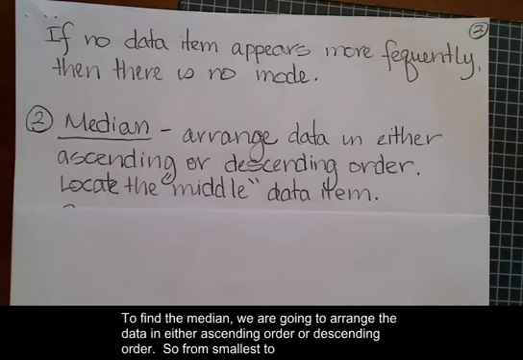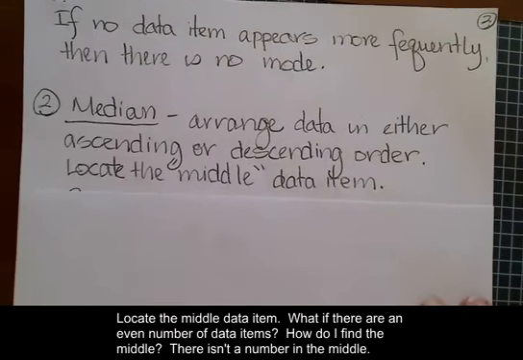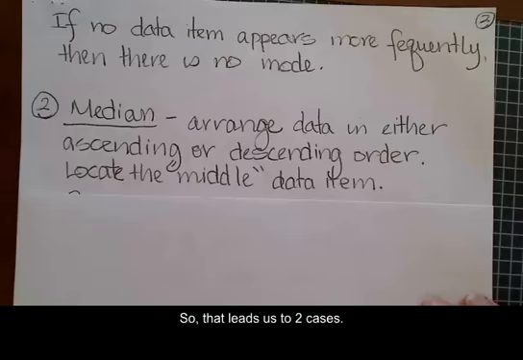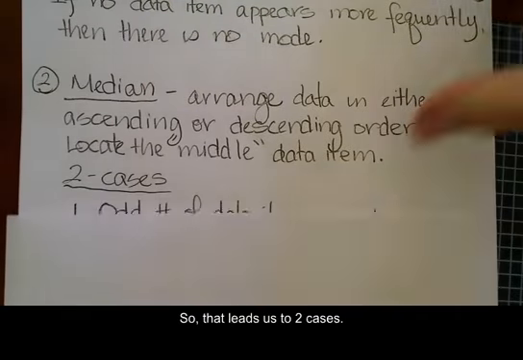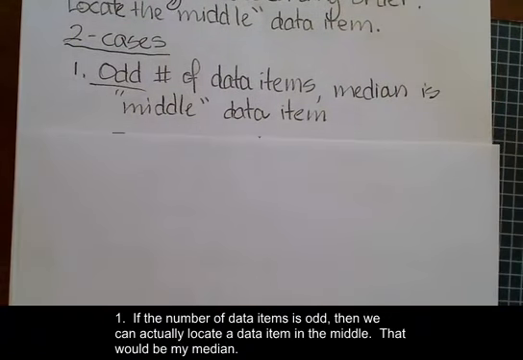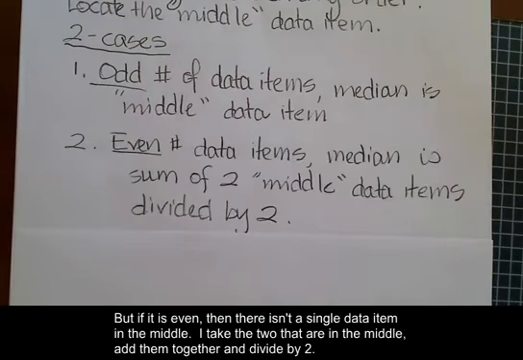To find the median, we're going to arrange the data either in ascending or descending order, so from smallest to largest or largest to smallest. Either way, you're going to get the same answer. Locate the middle data item. Well, what if the count is even? How do I find the middle? There isn't a number in the middle. That leads us to 2 cases. One, if it's odd, then we can locate a data item in the middle, and that would be my median. But if it's even, then there isn't a single data item in the middle. I take the 2 that are in the middle, add them together, and divide by 2.